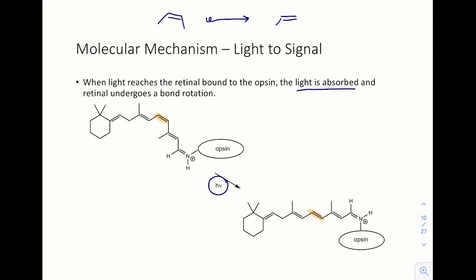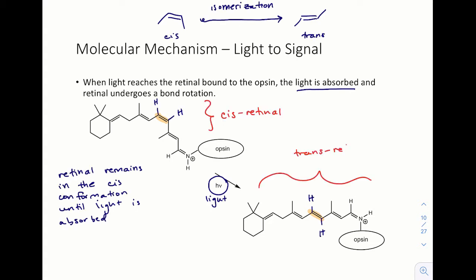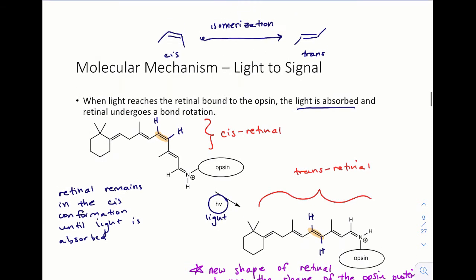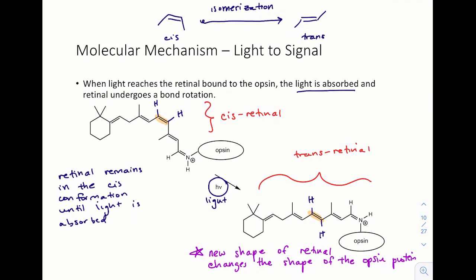So cis to trans, this is an isomerization. Cis and trans retinal have very different conformations. The trans retinal has this linear conformation, whereas the cis retinal is not linear, right? It has this bend where that cis alkene is located. This new shape of retinal changes the shape of the opsin protein. And that change in shape of the opsin protein results in a signal being sent to the brain.